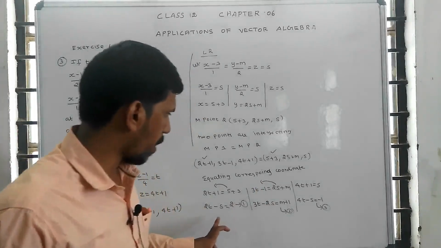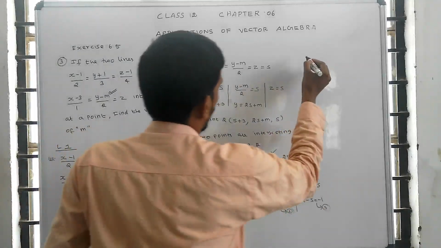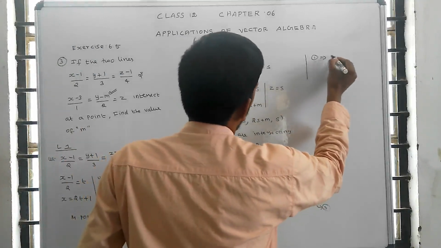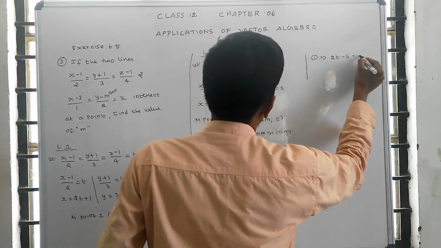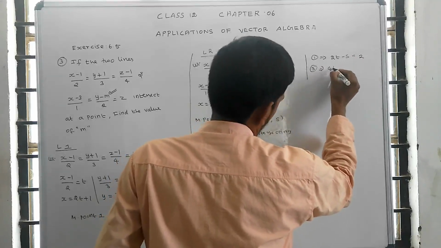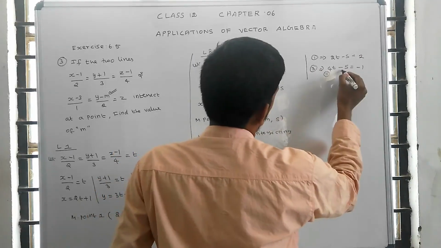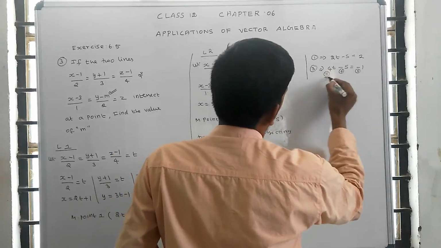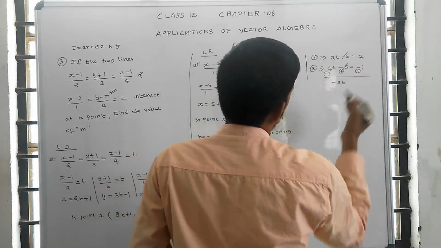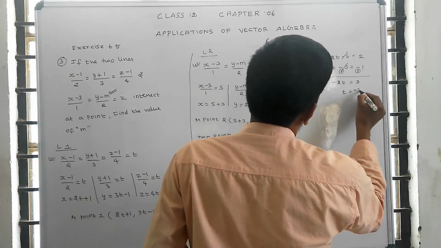Take equation 1 and equation 3. Equation 1: 2t minus s is equal to 2. Equation 3: 4t minus s is equal to minus 1. Subtracting these two, minus s plus s cancels. So minus 2t equal to 3, and t equals minus 3 divided by 2.